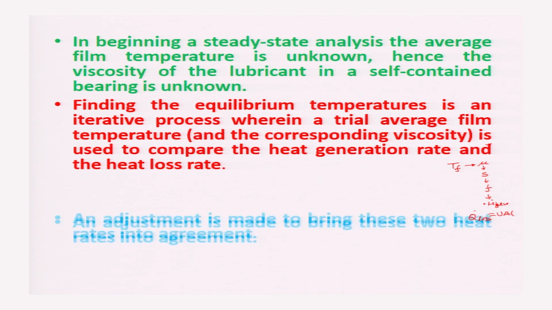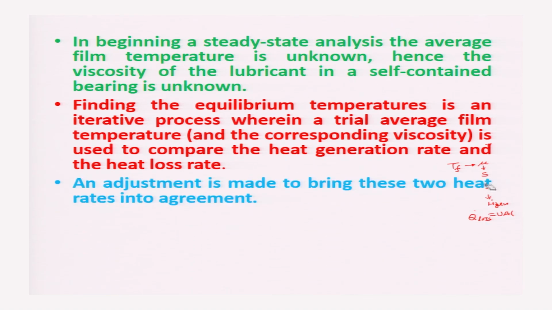Well, an adjustment is made to bring these two heat rates into agreement. That means we make changes in such a way that these two become almost the same. That means the amount of heat which is generating, if the same amount of heat is dissipated from the bearing casing, then there will be no rise in temperature of the lubricant. And whatever initial value of lubricant temperature TF is taken, that will govern the things.